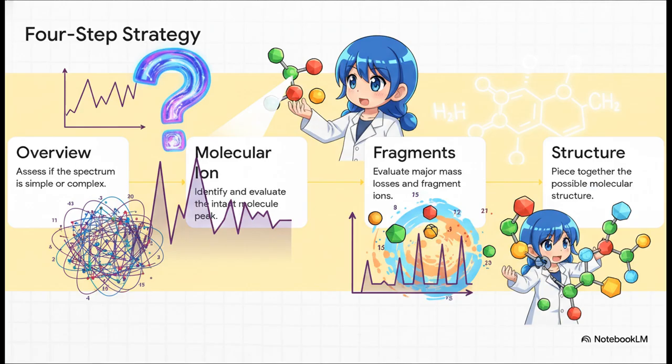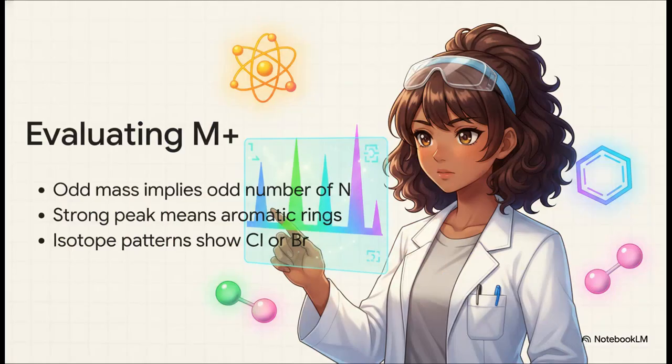Let's look just a bit closer at steps 2 and 3. Step 2 is an absolute goldmine for clues. If you find your molecular ion and it has an odd molecular mass, say an m/z of 73, well, the nitrogen rule tells us you likely have an odd number of nitrogen atoms in your structure. Or if that molecular ion peak is incredibly strong and tall, it strongly suggests the presence of a highly stable aromatic ring, like a benzene ring, holding the whole molecule together. And of course, as we just discussed, this is exactly where you look for those 3-to-1 or 1-to-1 isotope patterns that practically scream chlorine or bromine.